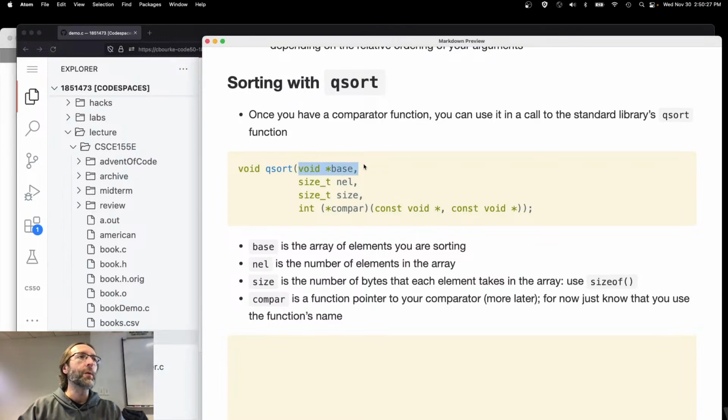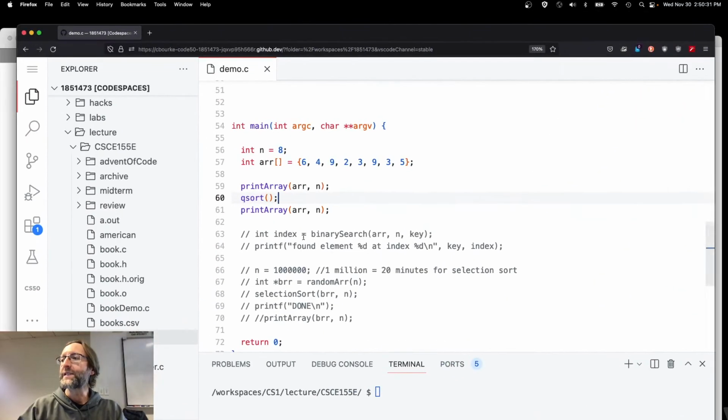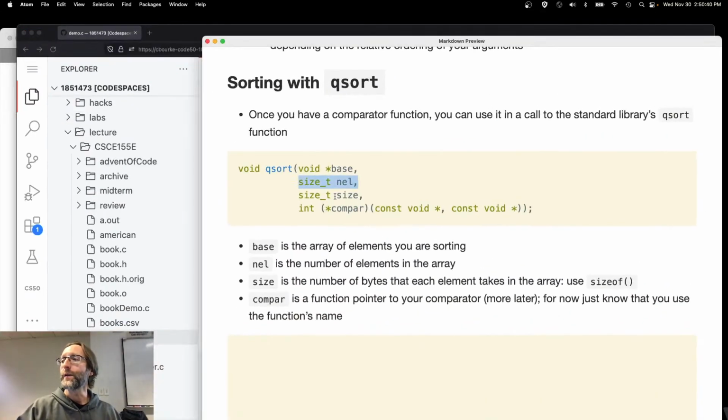The first thing is the array that you want sorted. The second thing is the number of elements in that array. That's exactly how we designed our selection sort. Here's the array, here's the number of elements in it. What about the third and the fourth arguments here?